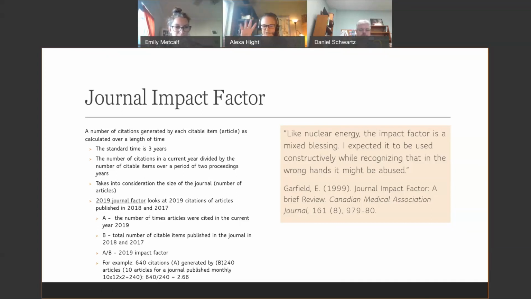So if you have 640 citations generated by 240 articles, because you're saying that if 10 articles are published a month, 10 articles times 12 months times 2 years is 240, 640 over 240 is 2.66. So that journal's impact factor is 2.66.